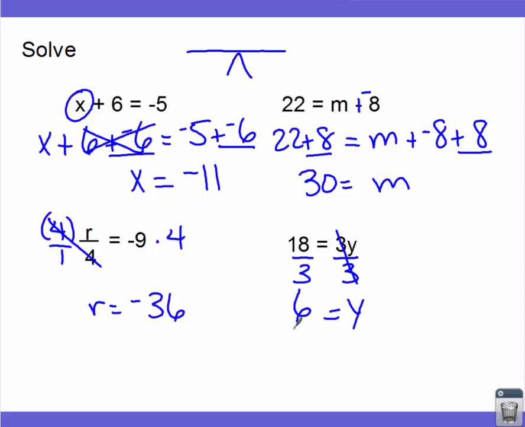So basically, if you have a plus problem, you're going to subtract to get rid of it, which is add the opposite. If you had a subtract, we're going to basically add to get rid of it. If you have a divide, we're going to do a multiply.